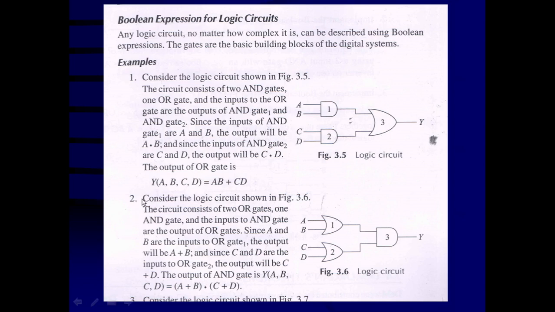So here we have written that y output, which is a function of four Boolean variables a, b, c, d, and that is equal to: first AND gate output is going to be ab, second AND gate output is going to be cd, and they are the input for the OR gate. So this is equal to ab plus cd.